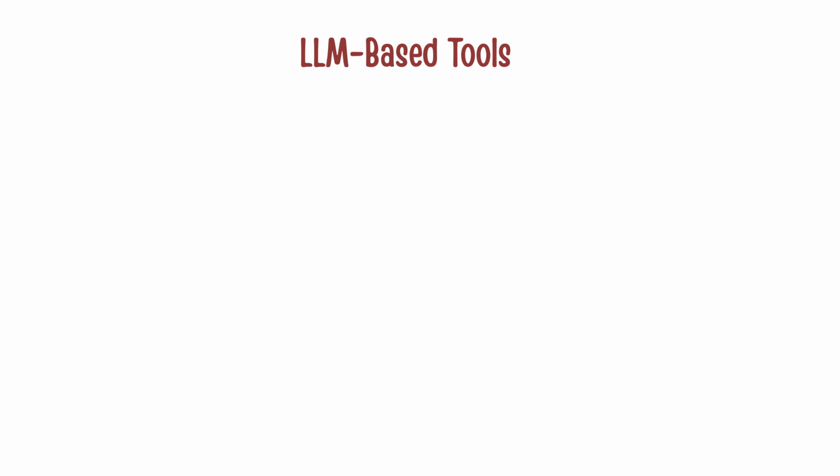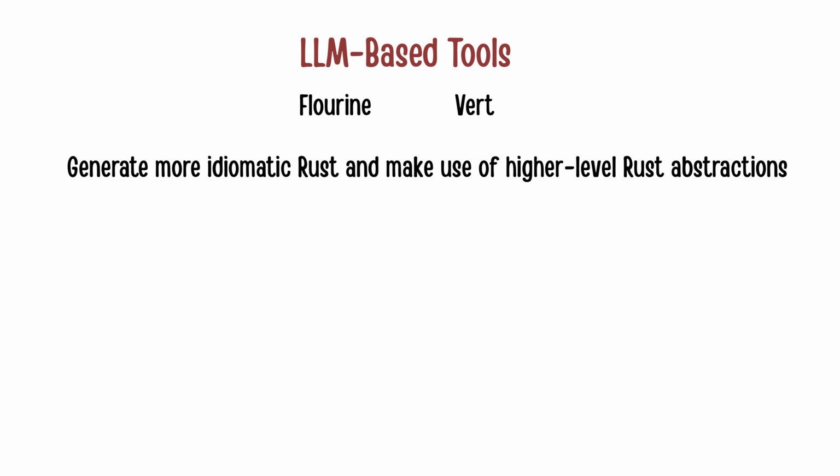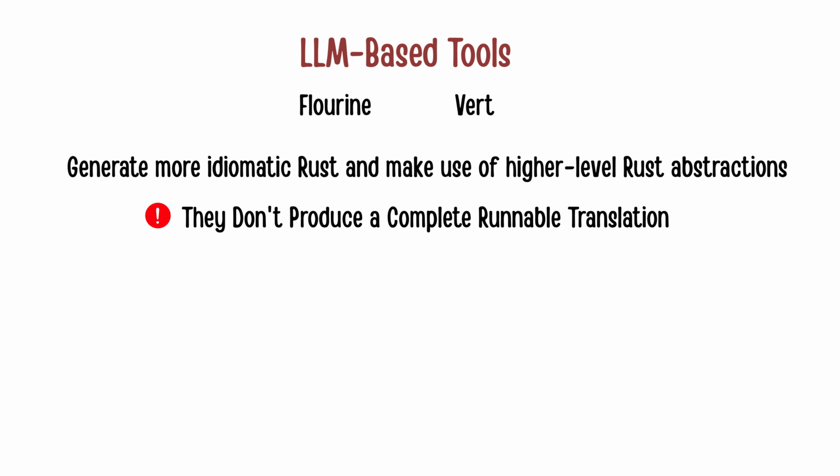The authors evaluate 2 state-of-the-art systems, Florine and Vert. These tools take a very different approach from compiler-based systems. Rather than simply preserving the structure of the original C program, LLM-based tools can generate more idiomatic Rust and make use of higher-level Rust abstractions. So, at first glance, LLMs seem much closer to the strategies used by human participants. But there's a major problem. They don't produce a complete runnable translation.